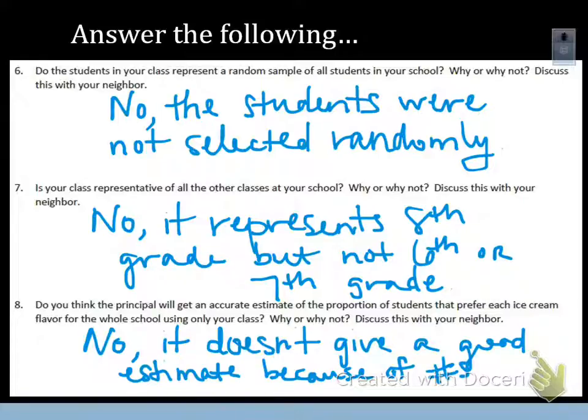So it does not give a good example because of the amount of students that are here. Really, to give a good estimate, you would have to have almost every single person take that survey to get an idea of what the majority of Goshen Middle School would like for ice cream.